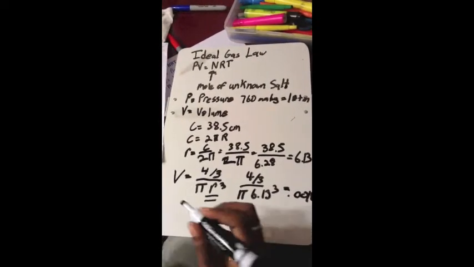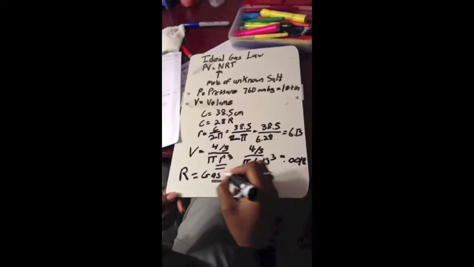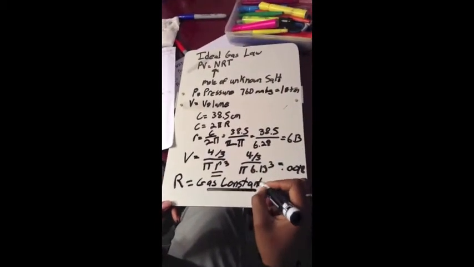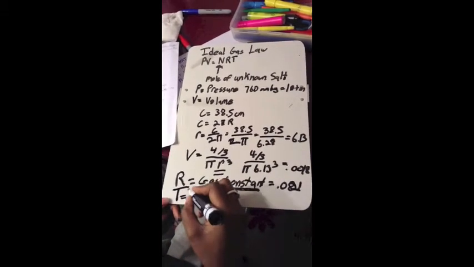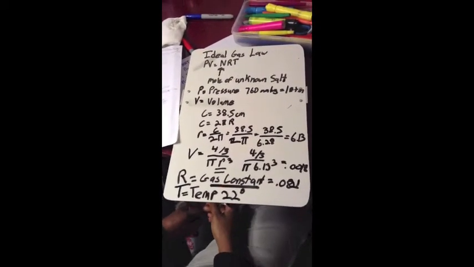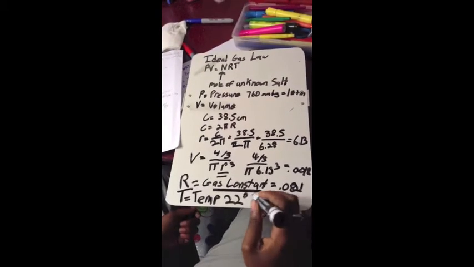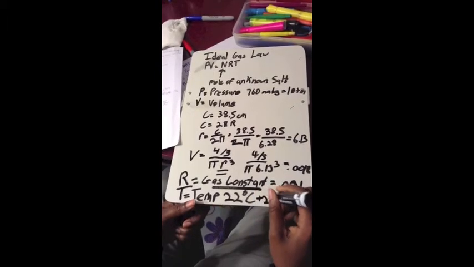Now our R, which is a constant, is 0.0821. Our temperature was 22 degrees Celsius. When we are doing the ideal gas law equation, we have to convert this temperature from Celsius to Kelvin. In order to convert it to Kelvin, we need to add 273. It was 22 degrees, and the calculation was plus 273 Kelvin, and it should have actually been 295, not 294. So that was a miscalculation.